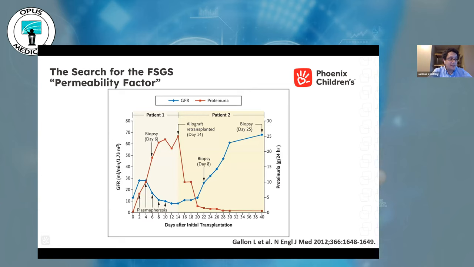So there's something about a subcategory, a grouping of FSGS patients that have this permeability factor, that as soon as you put a new kidney in, the disease comes back.